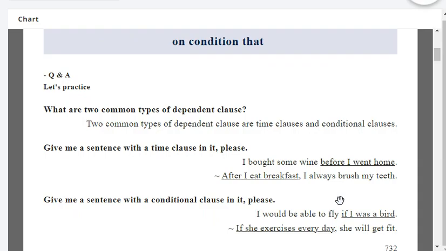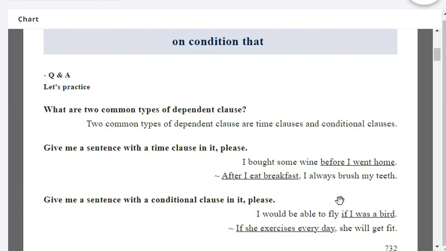Give me a sentence with a time clause in it, please. I bought some wine before I went home. After I eat breakfast, I always brush my teeth. Very good.